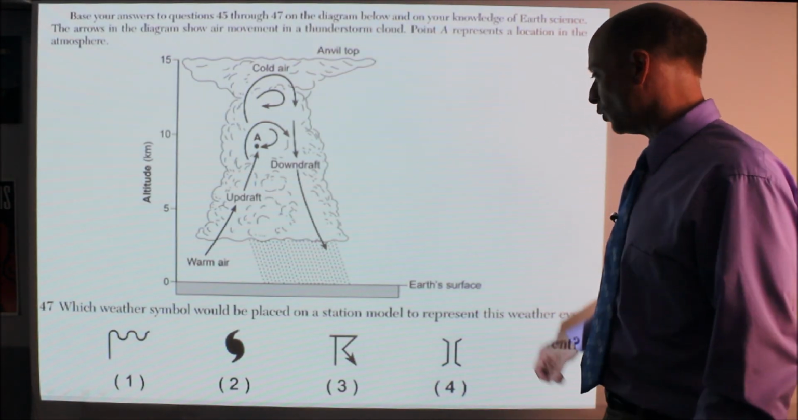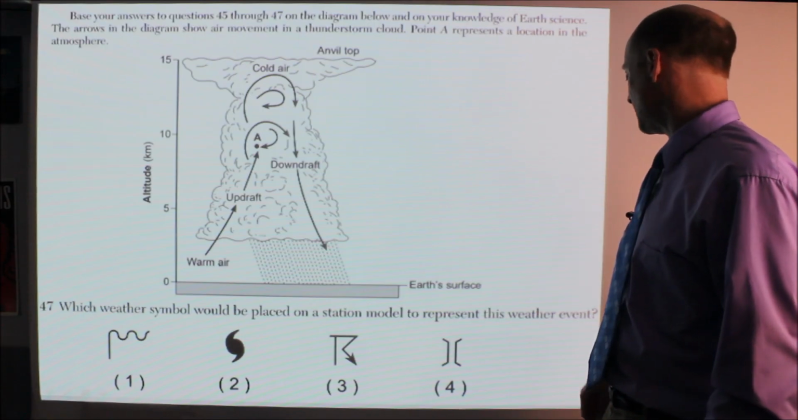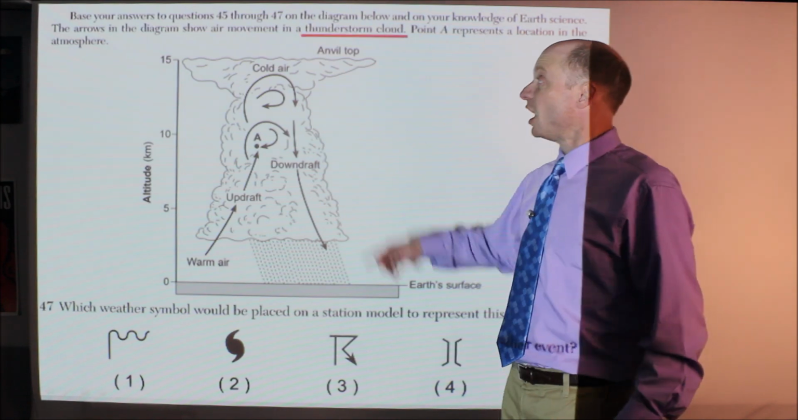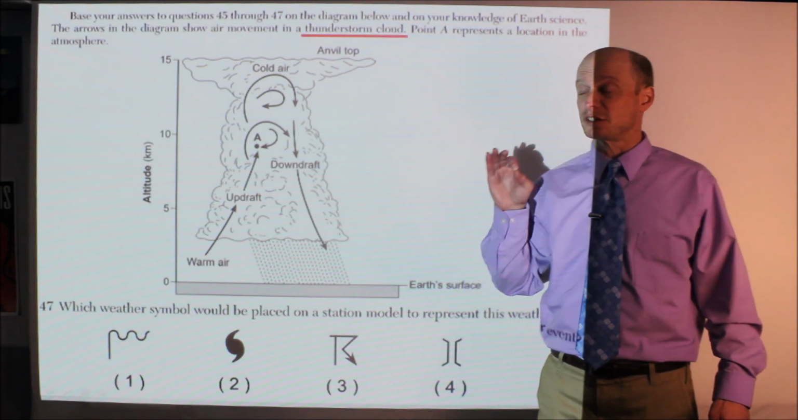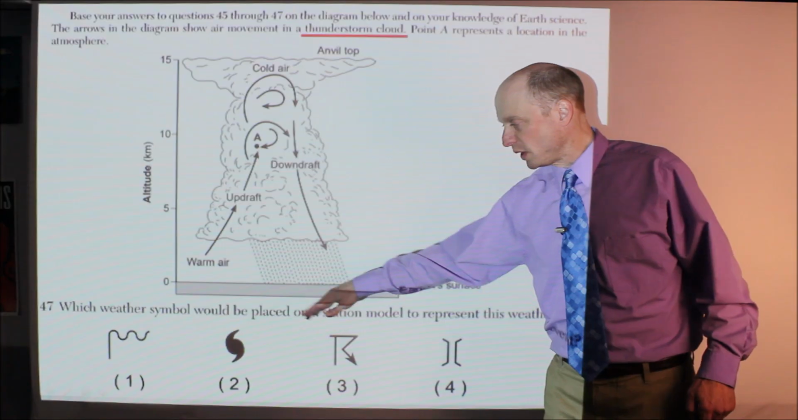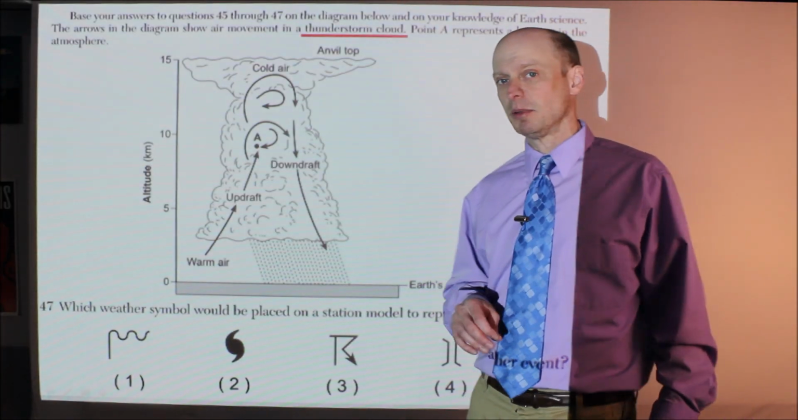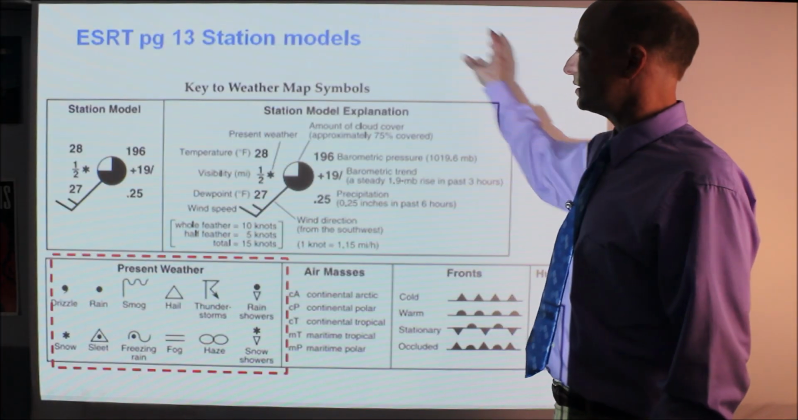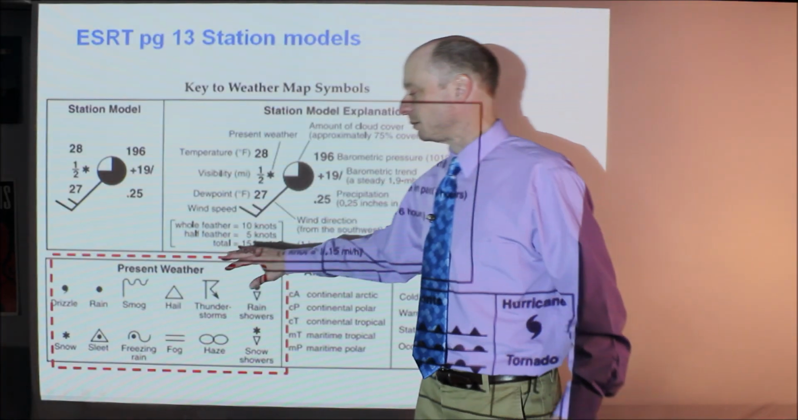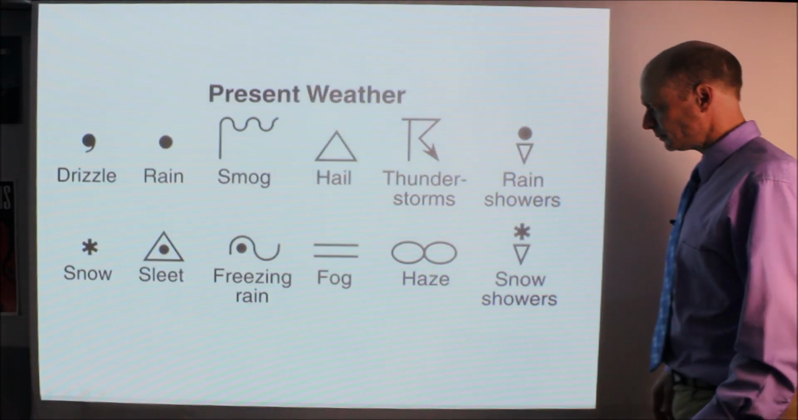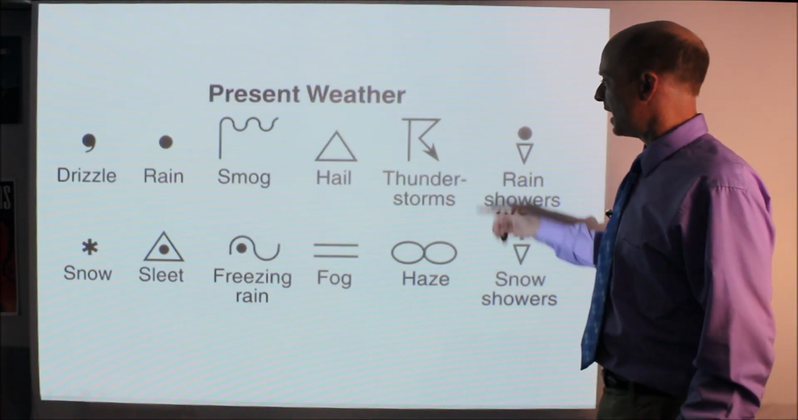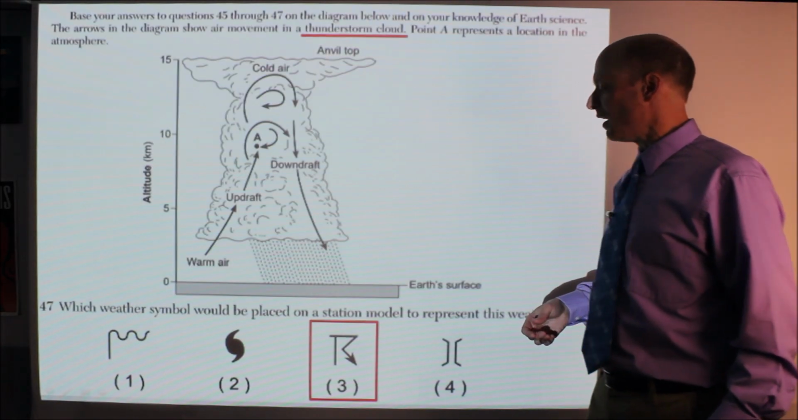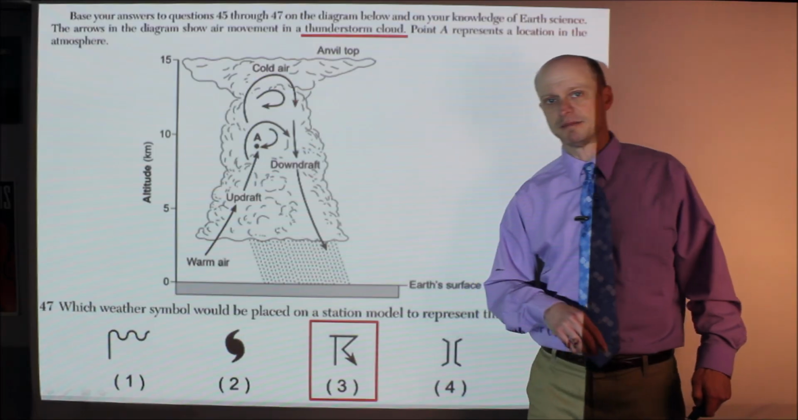47. Which weather symbol would be placed on a station model to represent this weather event? This is key. What weather event is this? You got to look up here. It says it in the little description. A thunderstorm cloud. So which of these on a station model is the symbol for thunderstorm clouds? You need the reference table. Page 13. This is the station model section. And the weather symbols are here. So let's zoom in. Okay. Again, looking for thunderstorms. That's the symbol for thunderstorms right there. Which leads us to our answer of choice number 3.